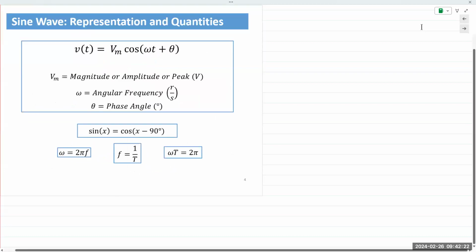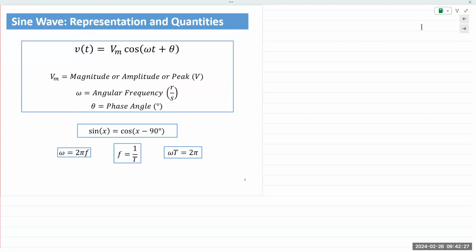So let's look at the mathematical representation of a sine wave. Voltage, it could be V or I or P as a function of time. Remember, we are describing a quantity which has different values at any given point in time. So the mathematical representation of this quantity or function is time dependent. This expression applies equally to V of t or I of t or P of t.